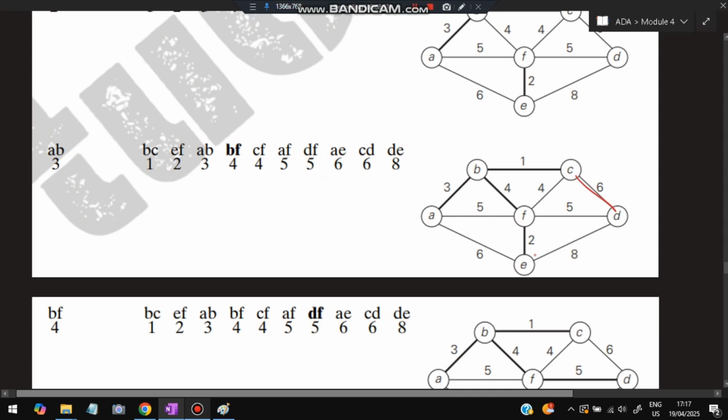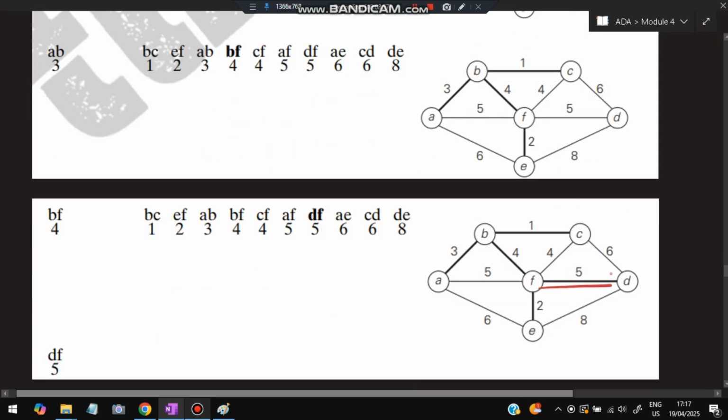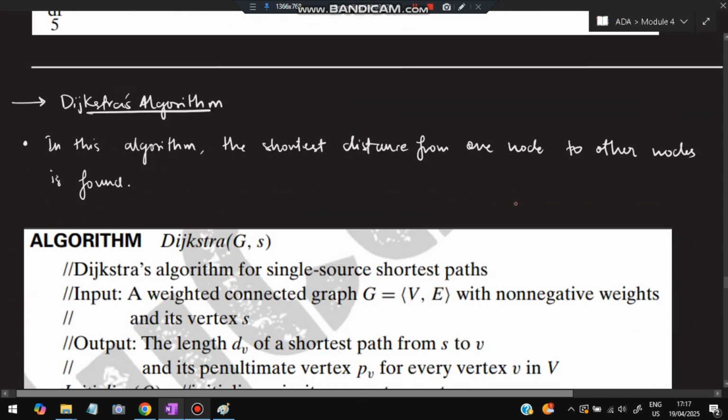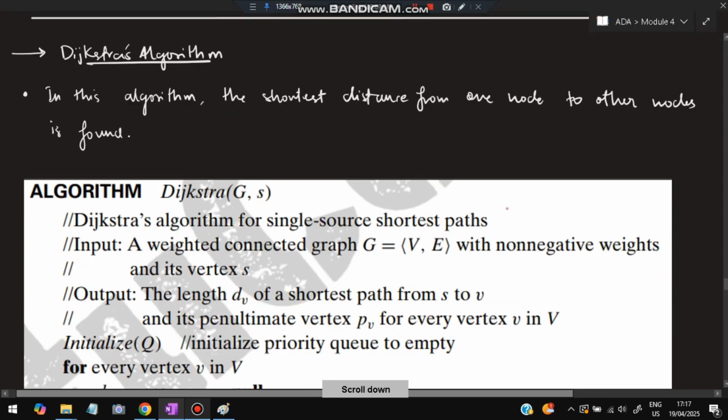If I go from here, it will be 6. If I go from here, it will be 8. If I go from here, it is 5. This is the least one. So bold point will be made from here, and this is how you solve the spanning tree problem using the Kruskal algorithm. Next is the Dijkstra algorithm.